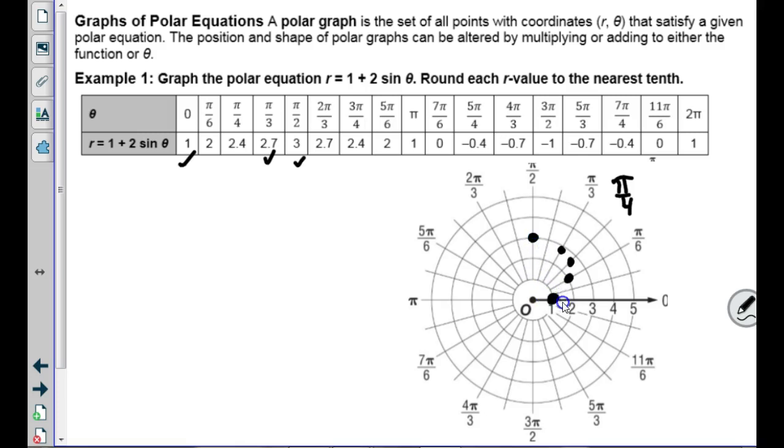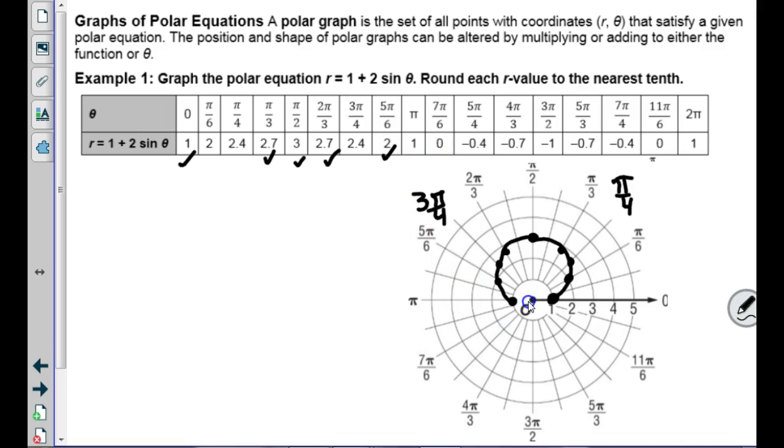Pi over 2, 3. Now, this is a curve, if you notice, just so we're keen on what we're doing here. All right, now we're at 2 pi over 3. We're back down to 2.7. 3 pi over 4, which would be this line, we're at 2.4. 5 pi over 6, which is this line, we're back to 2. And at pi, we're at 1. All right, so far, what we have kind of looks like a circle. Everybody good? All right, now we're at 7 pi over 6, 0.